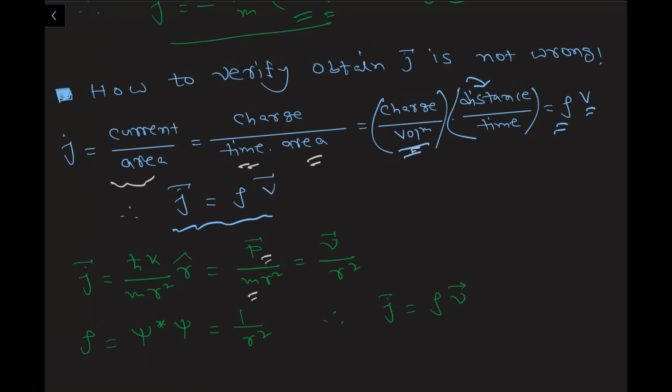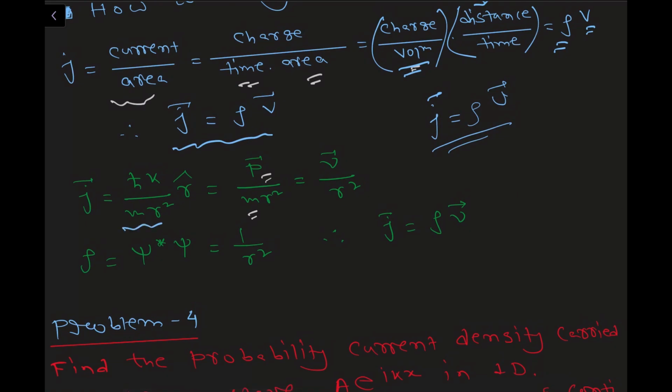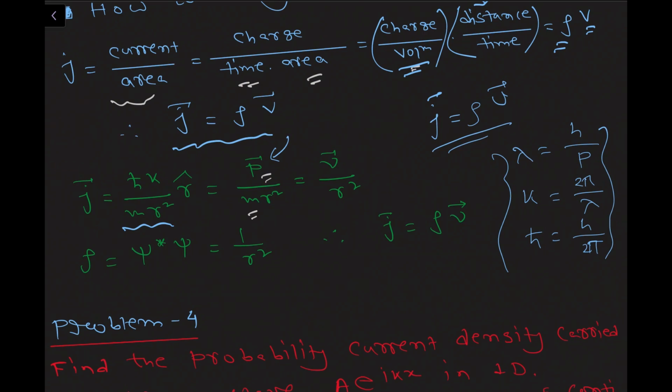Now in case of probability current density, our J will be probability density into velocity. The same relation has to be maintained in case of probability current density also. Now our J is given by h cut k by m r square r cap. Now h cut k into r cap is nothing but momentum. How do we get the relation? We know the de Broglie wavelength is given by h by p. We also know k is given by 2 pi by lambda, and h cut is given by h by 2 pi. From these three relations we get p is h cut k.